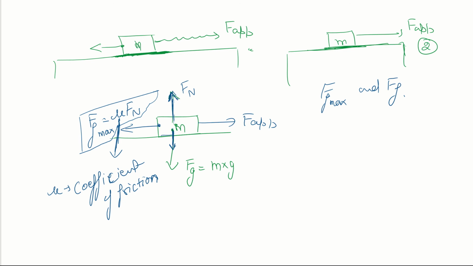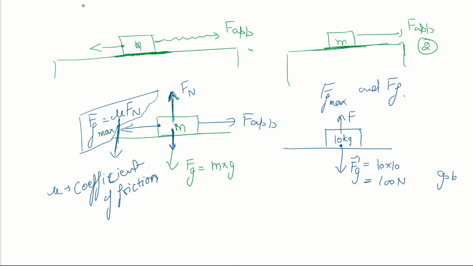So now let's say there's a body of mass 10 kgs, and then what is the force due to gravity? Fg is equal to 10 times g, and I'm going to assume the g value as 10 just to make my calculations easy. This will be 100 newtons in the downward direction, and this is Fn, which is acting in the opposite direction, and the Fn value will be equal to Fg. So this will be 100 in the opposite direction, and force of friction max, we've said, is equal to mu times Fn.